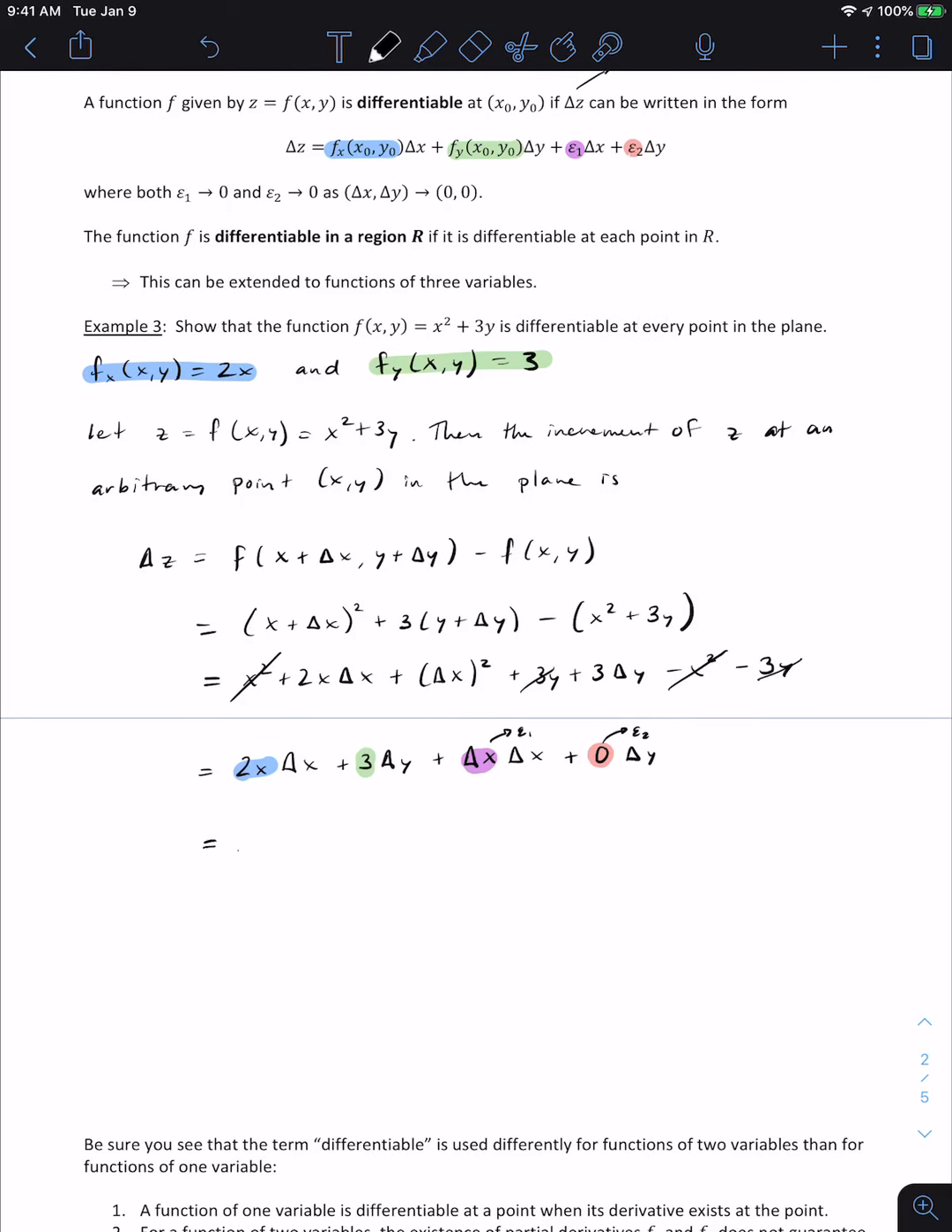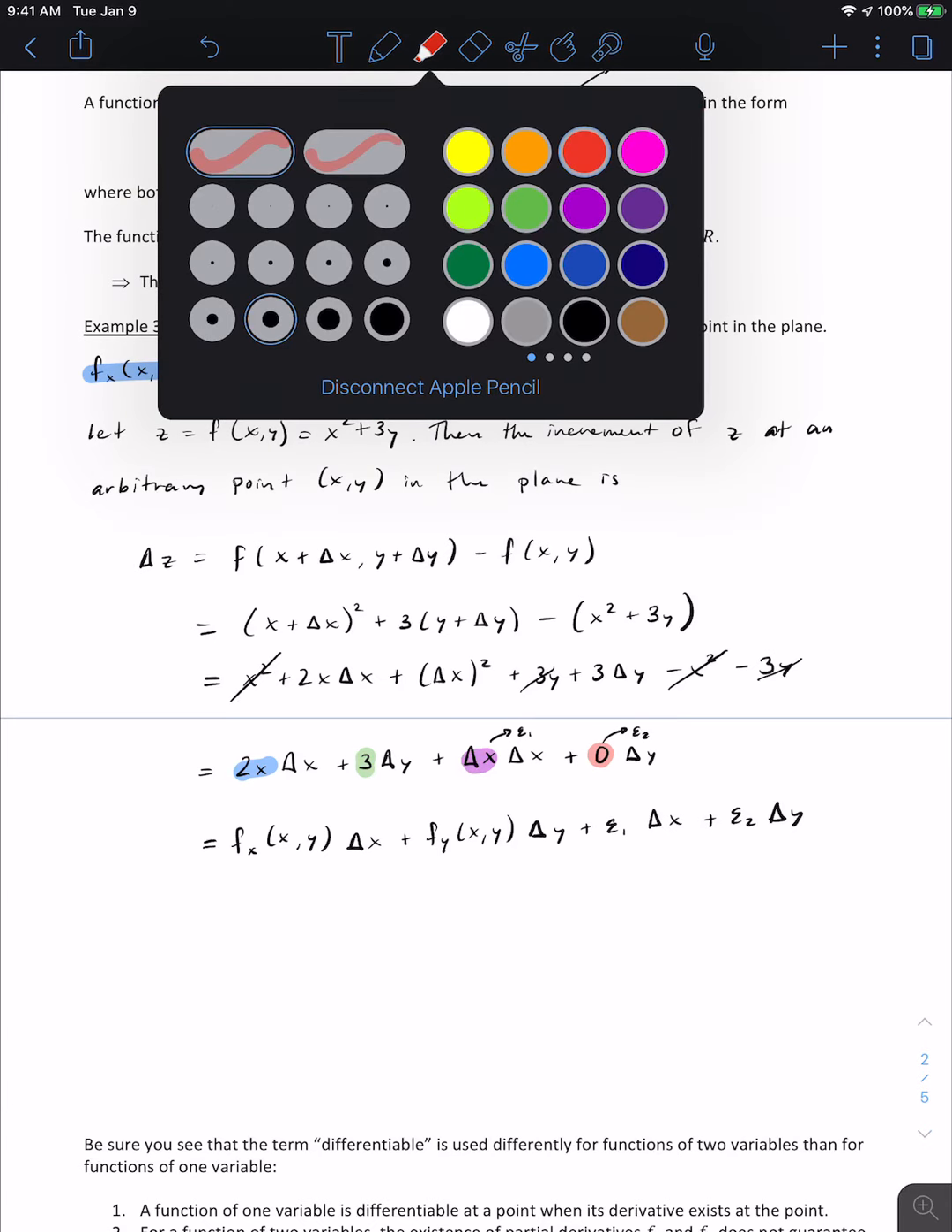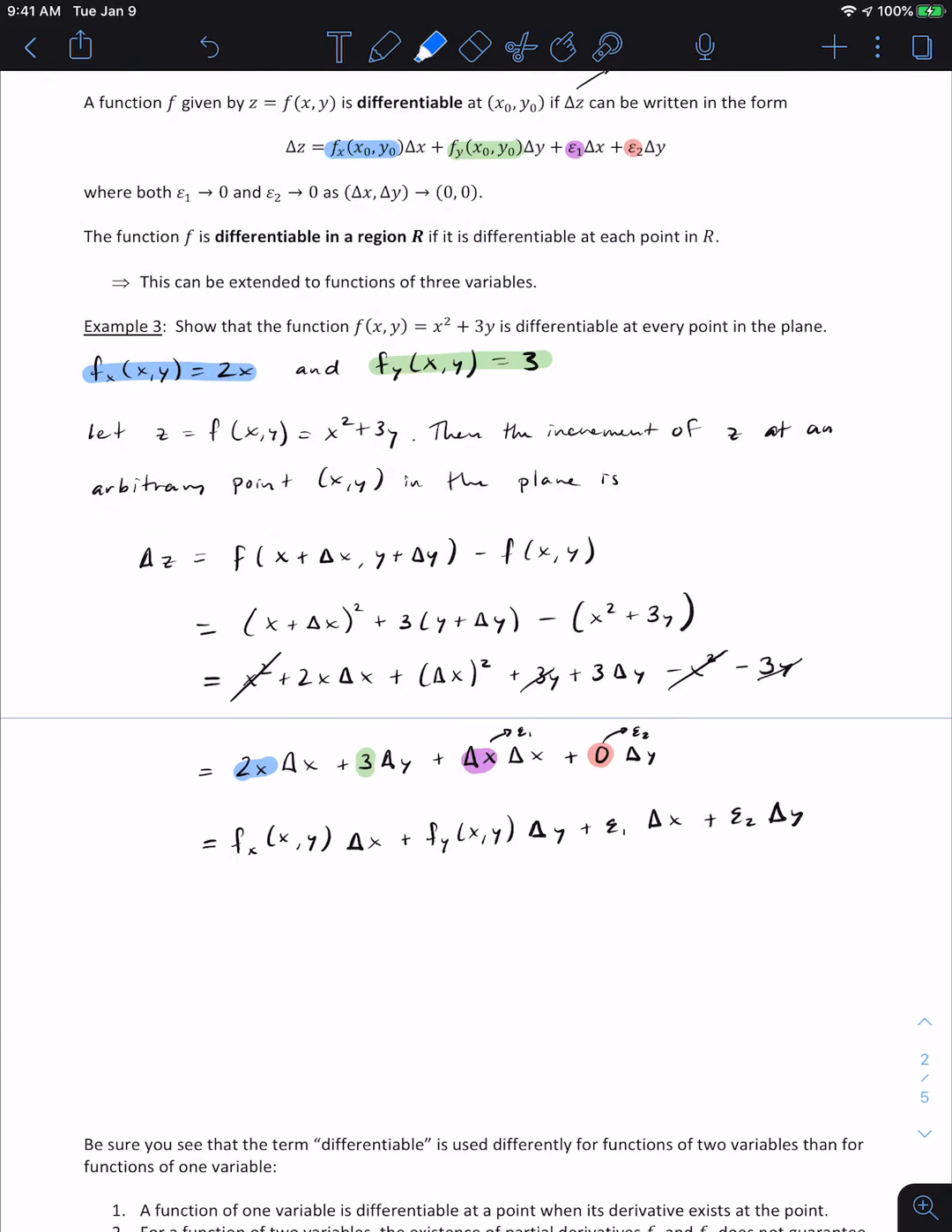So this is in the form that we talked about. And again, I'm not plugging in x naught, y naught because I didn't want to go for a specific point. I wanted every point, so that's why it looks like x, y. So 2x really was my partial derivative times delta x, plus 3 really was my partial derivative with respect to y times delta y, plus epsilon 1 times delta x plus epsilon 2 times delta y. All right, so I got everything the way I wanted it to. And so since it's in the form that I want it to, that means it is differentiable, right?